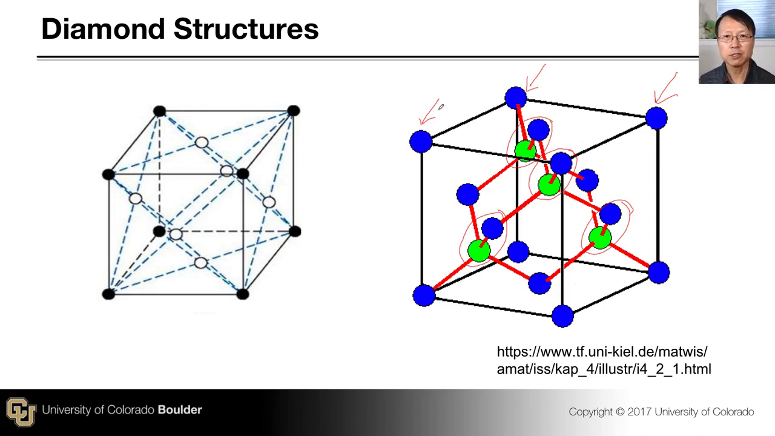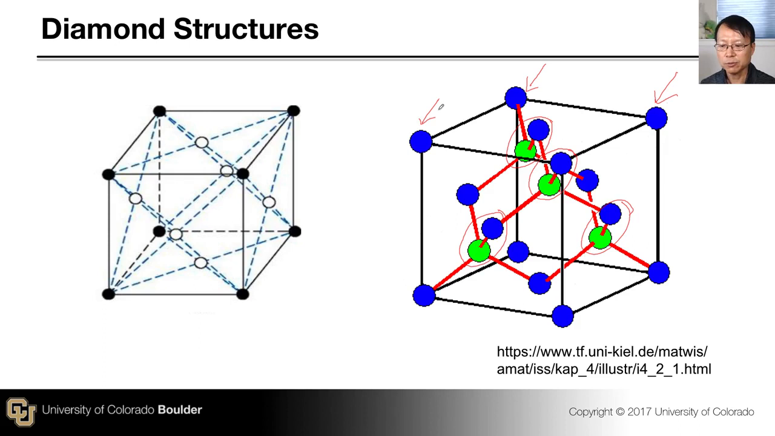This type of crystal structure is called the diamond crystal structure, and carbon atoms form this type of crystal structure, and carbon crystallized in the diamond crystal structure is called diamond. But more importantly for our class, elemental semiconductors such as silicon and germanium crystallize into this diamond crystal structure. So this is the crystal structure of silicon and germanium.